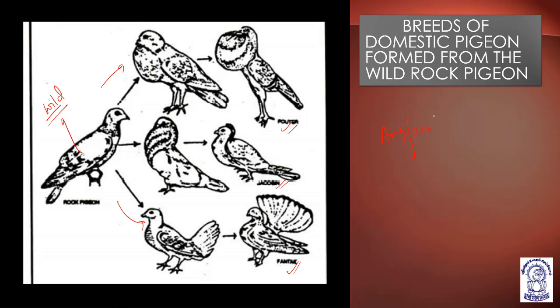Artificial selection basically helps to continue the desired character without fail. Although failures do happen, the chances of continuing the desired characters are high in comparison to natural selection.